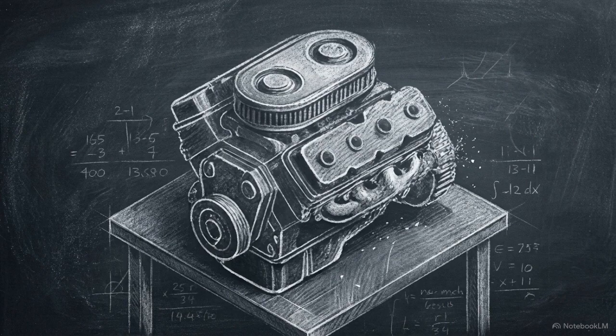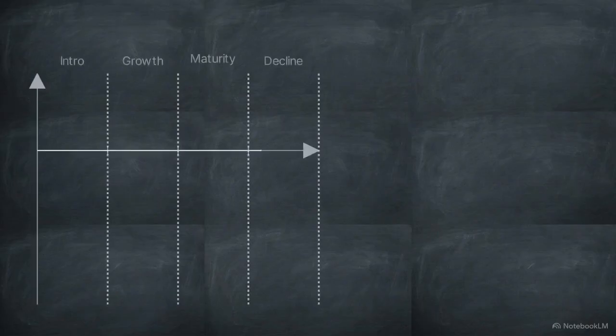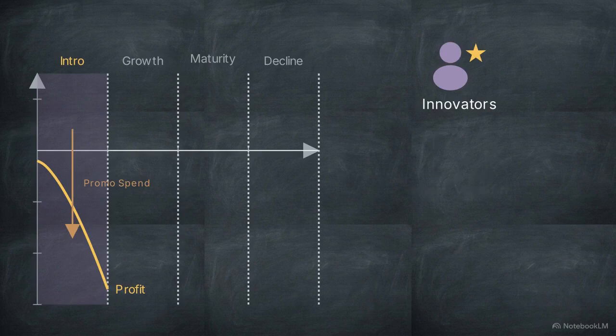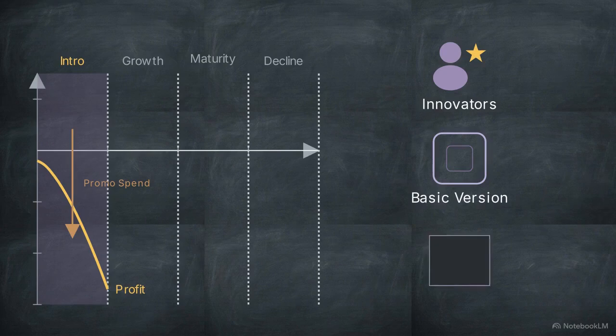The introduction phase is characterized by slow initial sales growth and a high cost to acquire each customer. During this phase, overall profits are deeply negative. The target audience, innovators, require significant promotional spending. Product strategy centers on offering a basic version. This phase requires cost-plus pricing, adding a fixed percentage to production costs to offset initial investments.